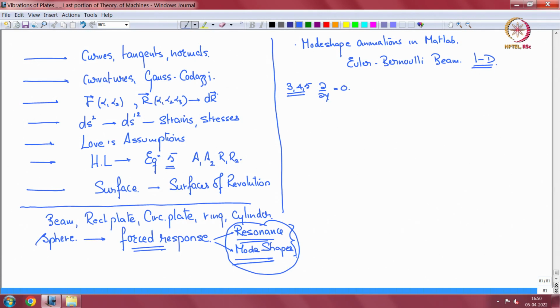Then you will get this 1D Euler-Bernoulli beam equation. And how does it look? It looks like E b h cube by 12 del 4 u3 by del x4 plus rho A, A being the cross section area, del 2 u3 by del t square, that is equal to 0. This is mass per unit length, and therefore we will call it rho dash, and this we will denote as EI.